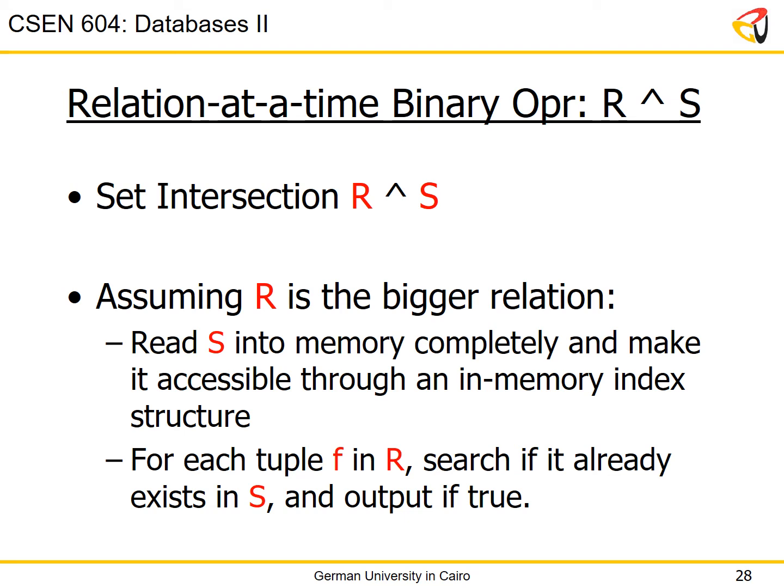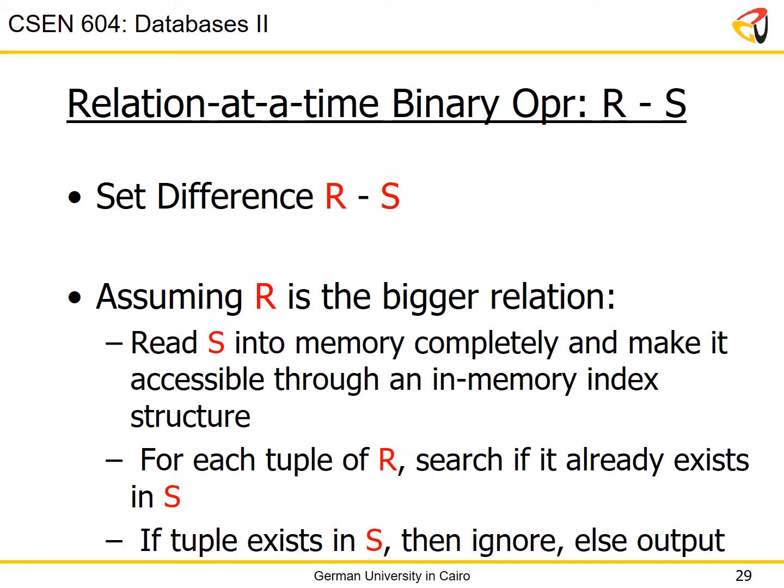Obviously here, since there are no range searches, the right choice shouldn't be a B+ tree actually. It should be a hash-based index. Hopefully that will fit in memory if S fits in memory. And then for each tuple in R, I will search if it exists in S. If I'm getting the value from R and it exists in S, so it's in the intersection between the two, I will output the tuple.